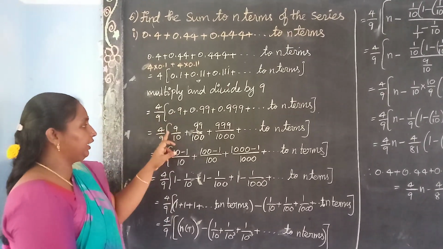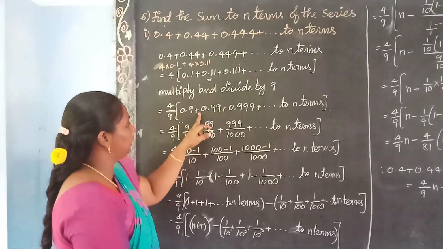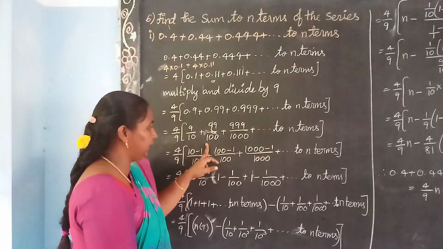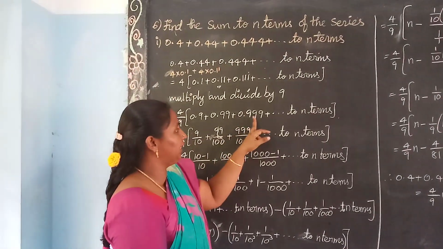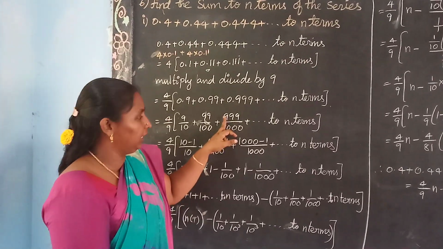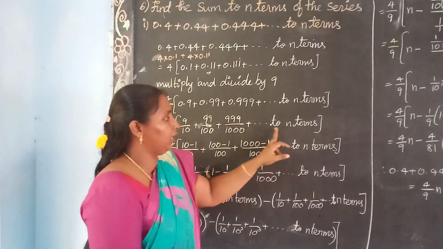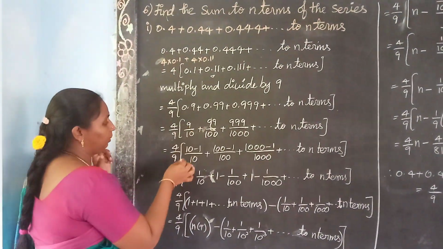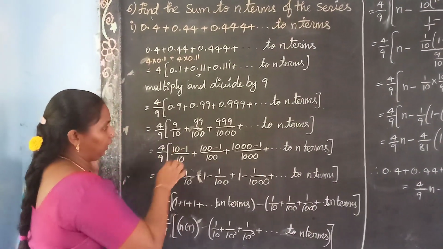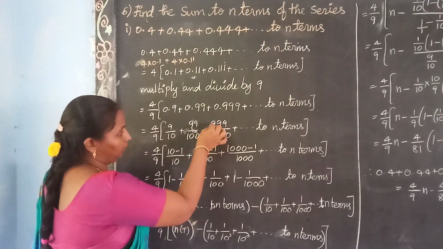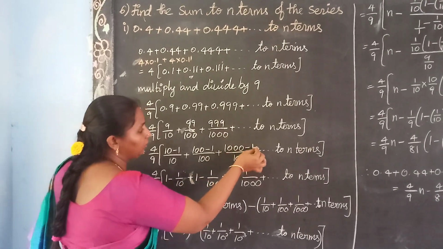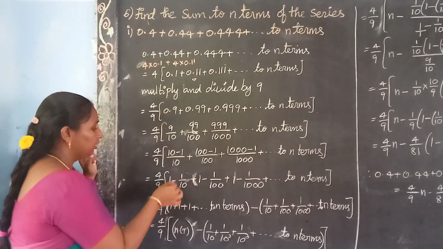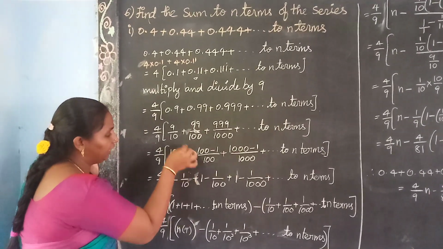So 0.9 can be written as 9 by 10, plus 0.99 can be written as 99 by 100, plus 0.999 can be written as 999 by 1000, and so on to n terms. Here 9 I am going to write as 10 minus 1, 99 as 100 minus 1, and 999 as 1000 minus 1. Okay. So next step we are going to separate and write each term.